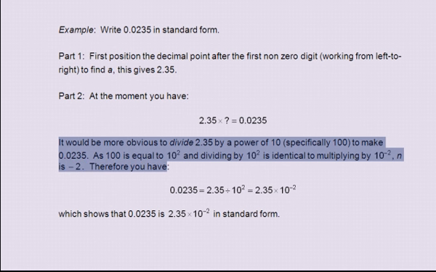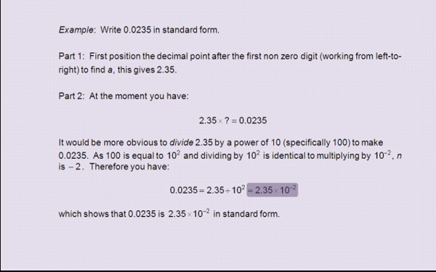Therefore you have 0.0235 equals 2.35 divided by 10 to the power 2, which equals 2.35 times 10 to the power minus 2, which shows that 0.0235 is 2.35 times 10 to the power minus 2 in standard form.